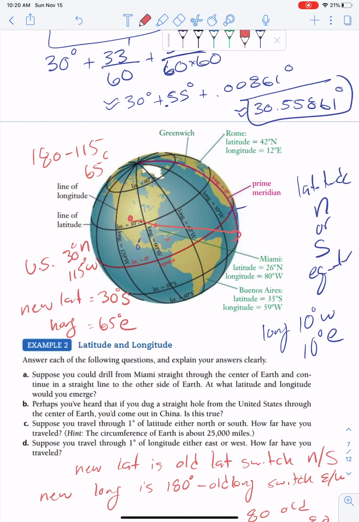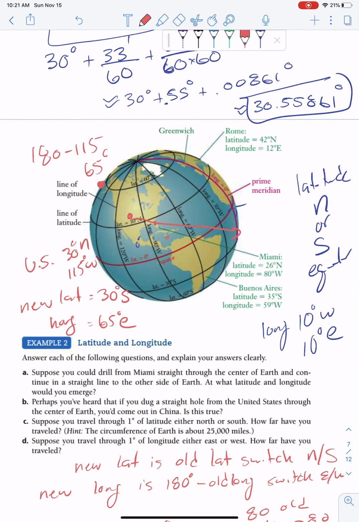So if I think about China, 30 degrees south puts me down here in the southern hemisphere of the earth. And 65 degrees east, I mean, China, guys, China's like right here. It's in the northern hemisphere, very much northern hemisphere. And it's definitely not at 65 degrees east. 65 degrees east is like Europe. So we don't dig a hole through to China. But that's a good thought. It looks like we're going to come out more at like New Zealand or Africa. I don't know.